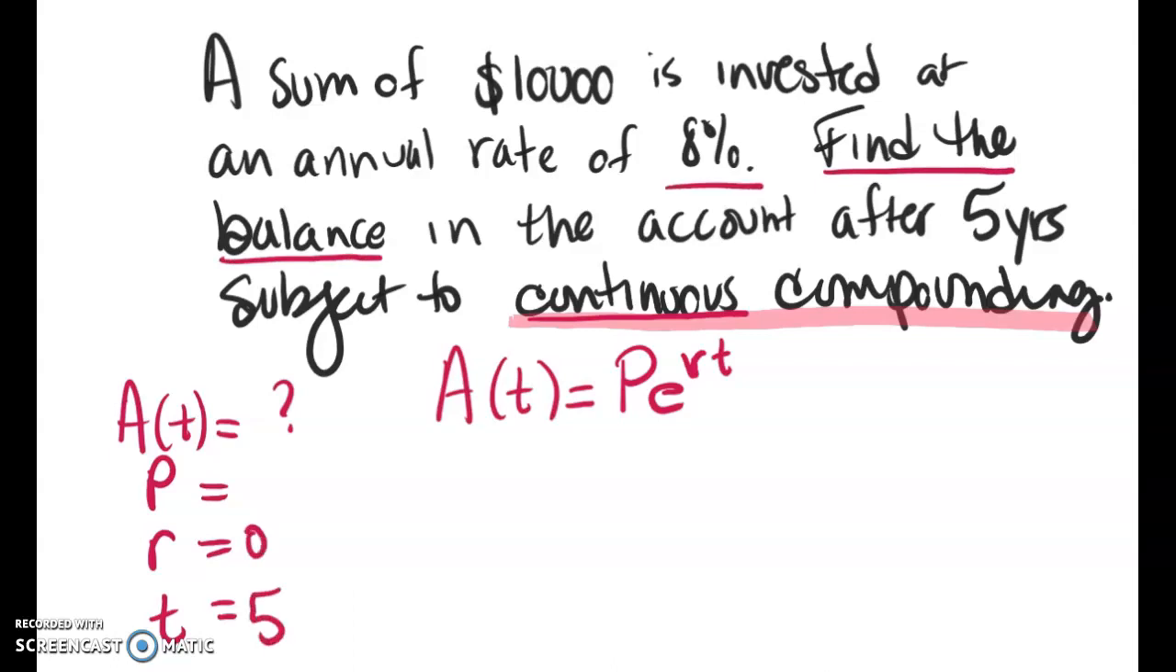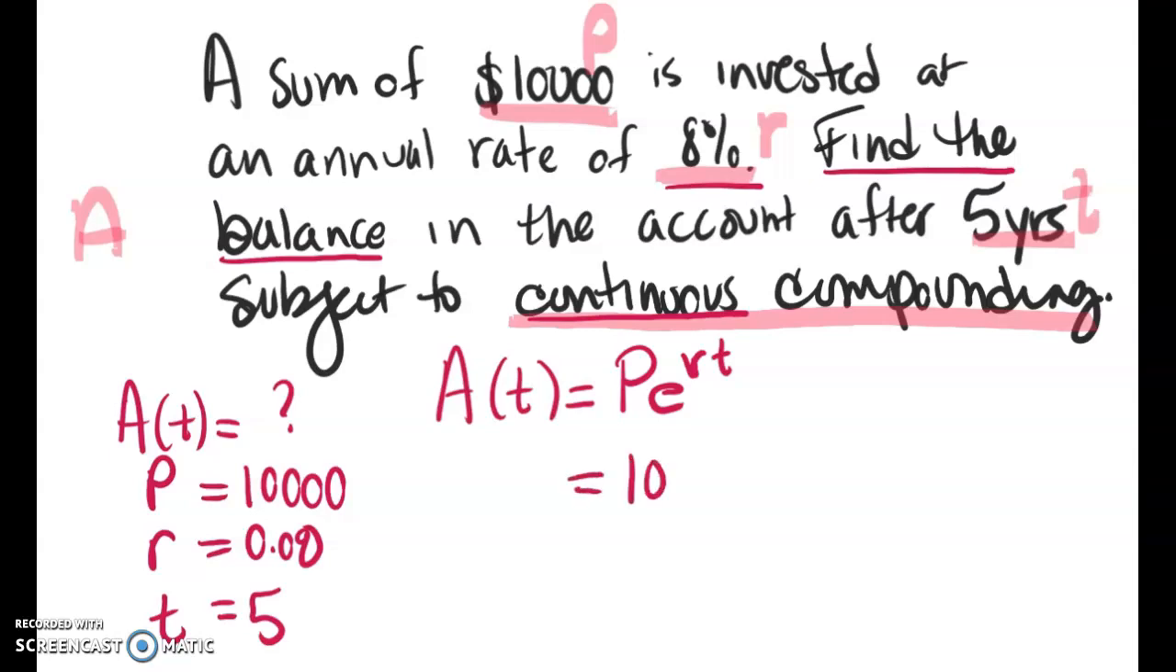We have the annual rate, same as before. We have the principal of 10,000. So you want to go through the problem and highlight that information. So this is P, this is my R. Find the balance is my future amount, and 5 years is my time. Continuous compounding means I use this formula. So now let's plug in my numbers.